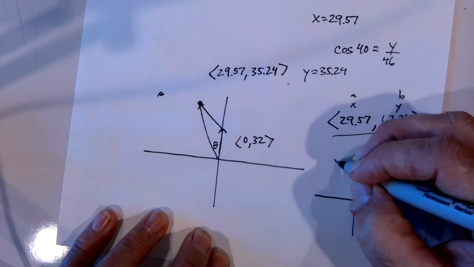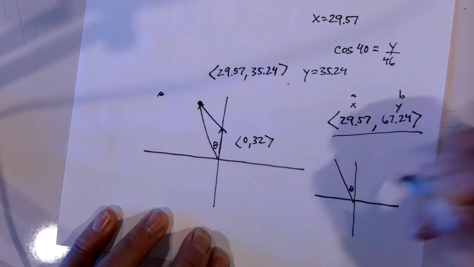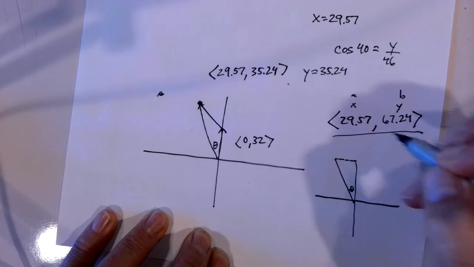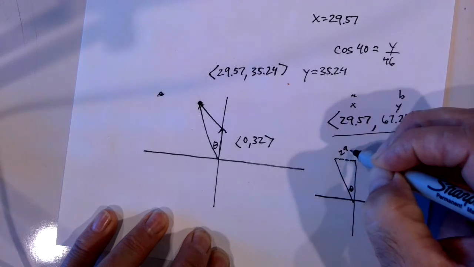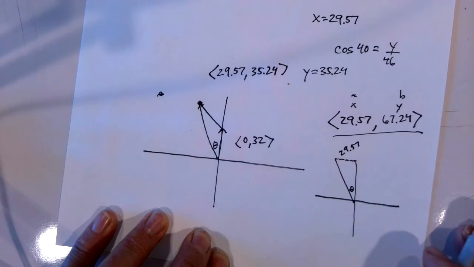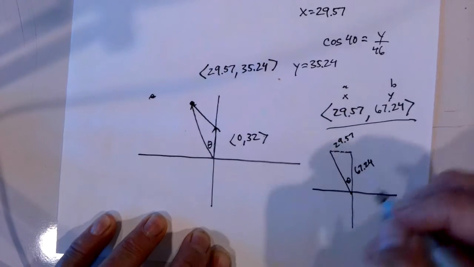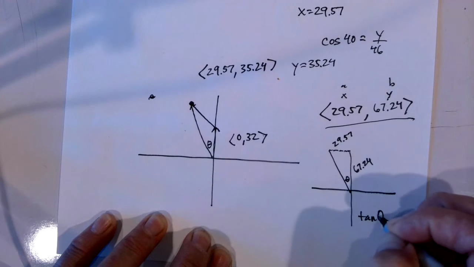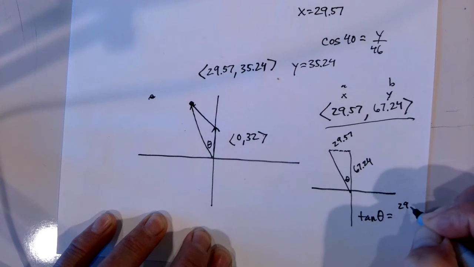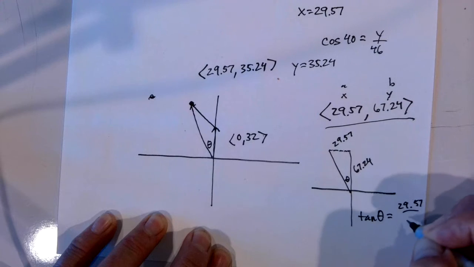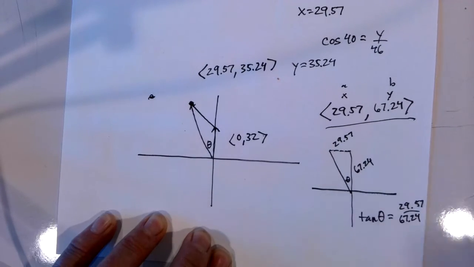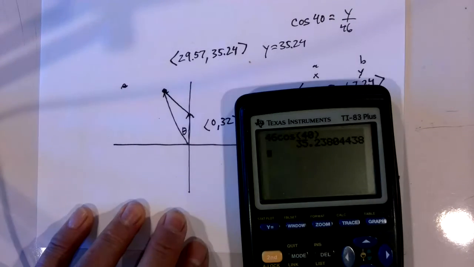So again, if you just consider that angle, this side right here is 29.57. That's the horizontal part. And this vertical part is 67.24. So you can set up the tangent of theta is equal to 29.57 divided by 67.24.